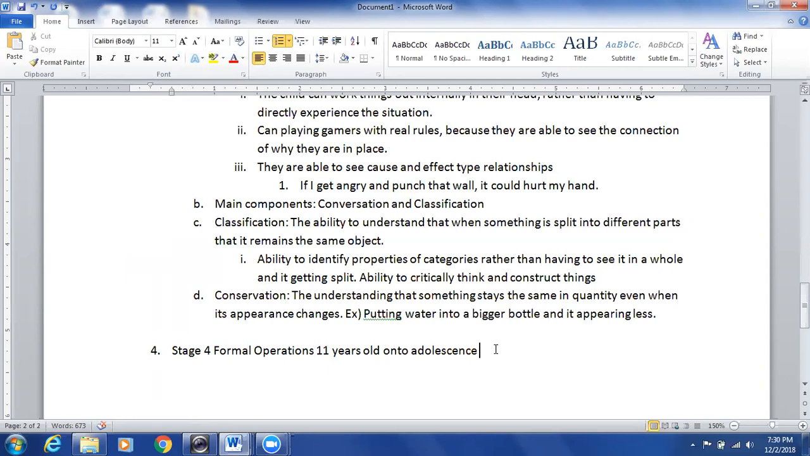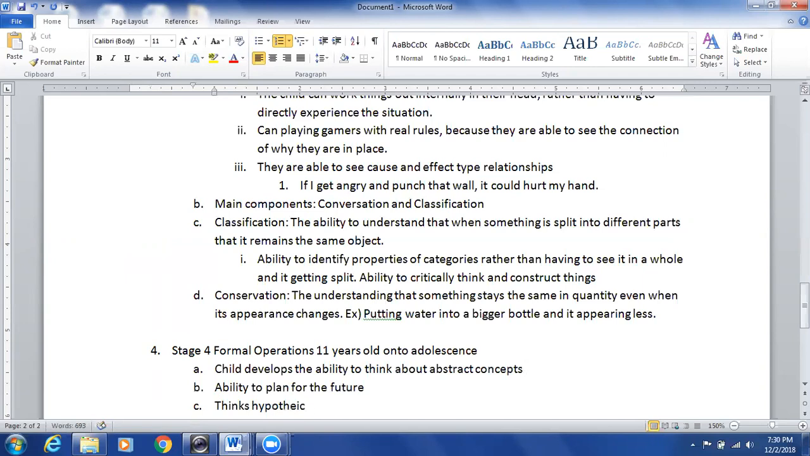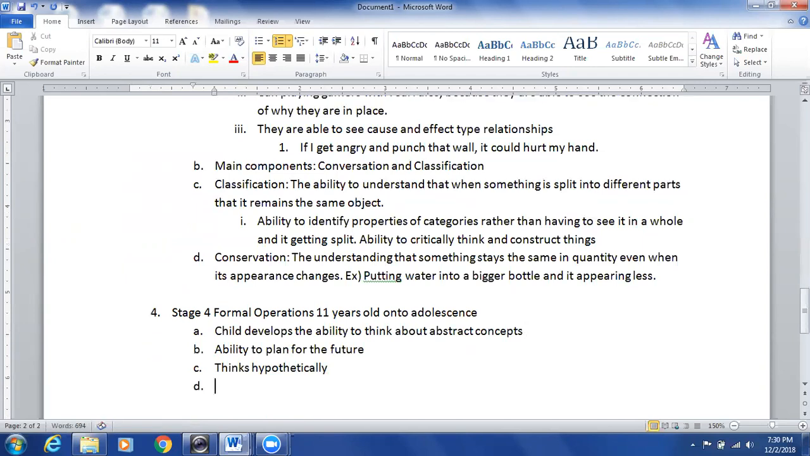So stage 4, on to adolescence, is where a child develops the ability to think about abstract concepts. They get a little more critical thinking. This is their ability to plan for the future. They begin to think hypothetically: if this happens, then this.